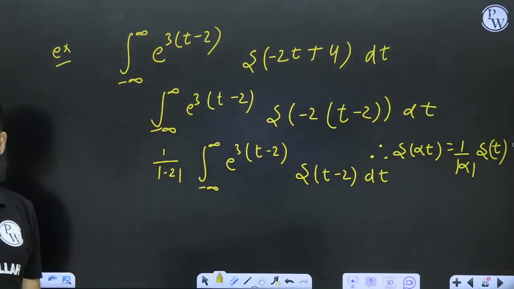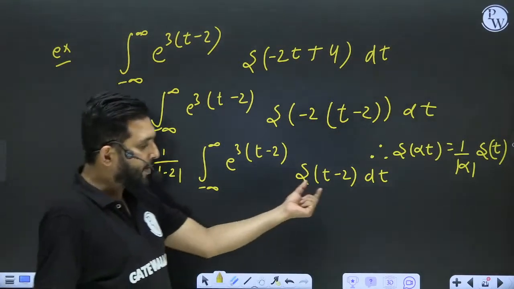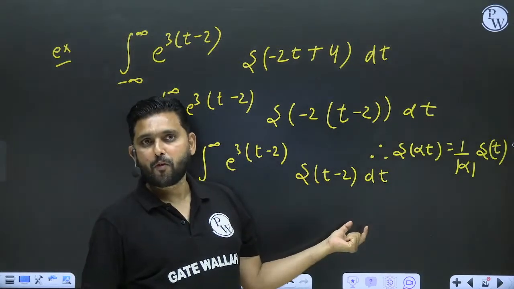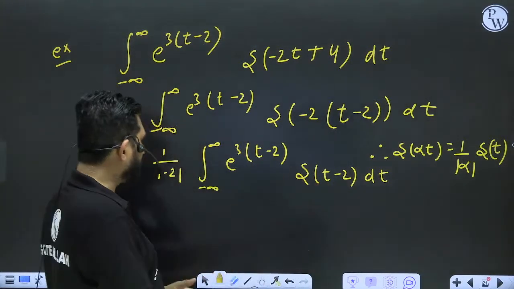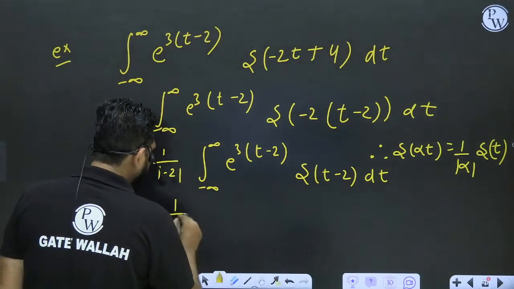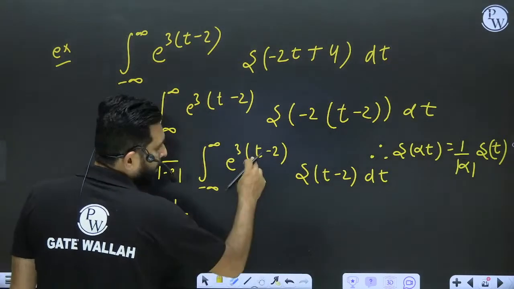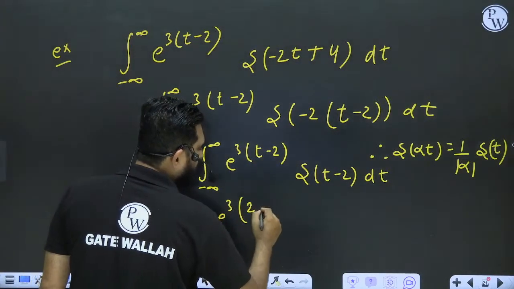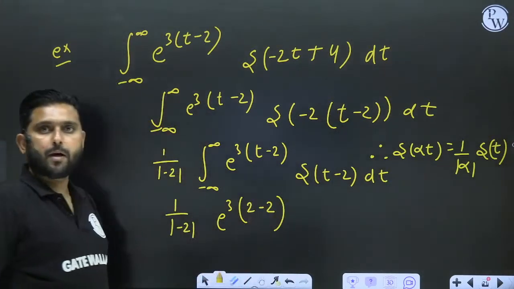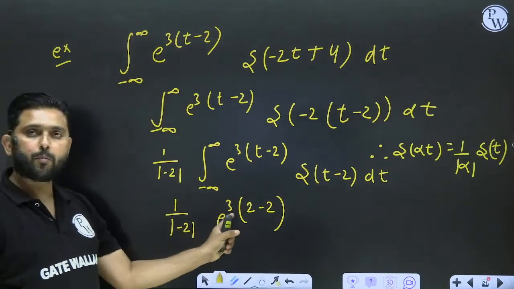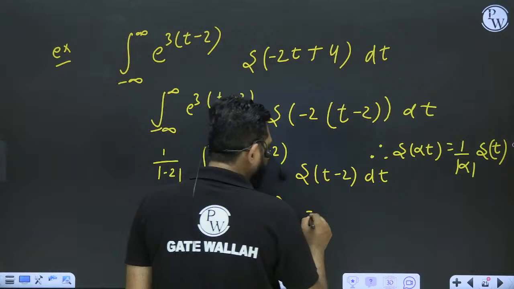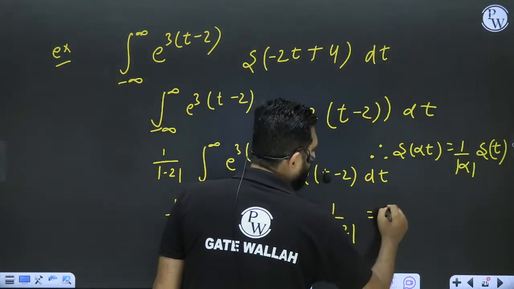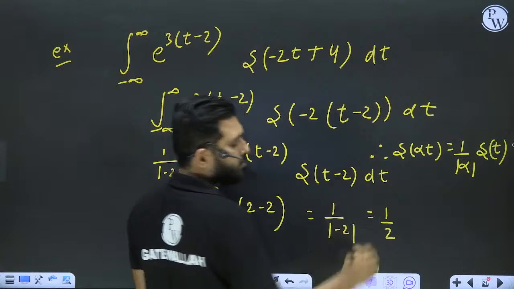And what? Where is the impulse? Come on. It exists at t is equal to 2. So put t is equal to 2 here. What you will get? 1 by mod minus 2. Put 2, it is e to the power 3 times 2 minus 2, and 2 minus 2 becomes 0. So e to the power 0 becomes 1. So the answer should be 1 by mod minus 2, or 1 by 2.